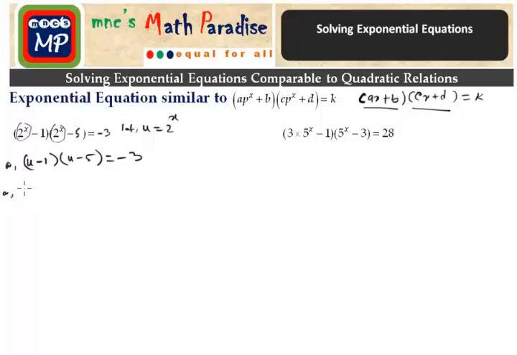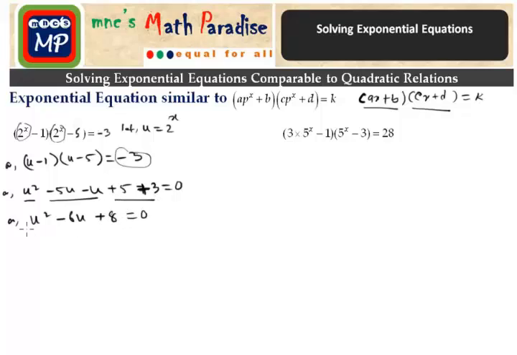So u times u is u squared, u times -5 is -5u, -1 times u is -u, and -1 times -5 is plus 5, equals -3. Or we can bring this 3 to the left hand side, making it plus 3 equals 0. Now if we simplify, this is u squared, -5u and -u is -6u, 5 plus 3 is 8, equals 0. So now it's a quadratic trinomial equation. Now we need to factorize it.